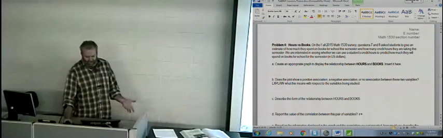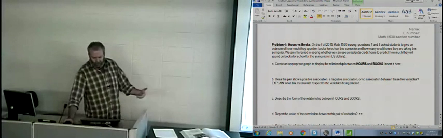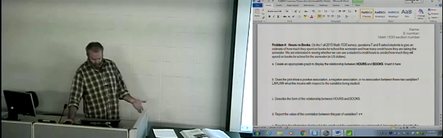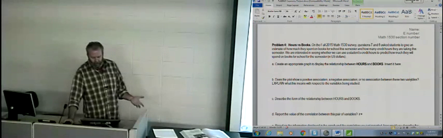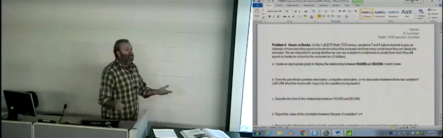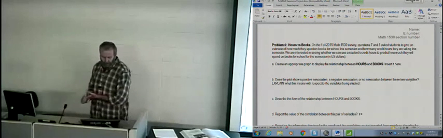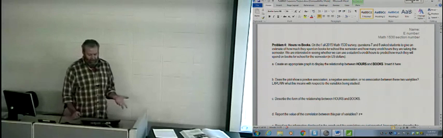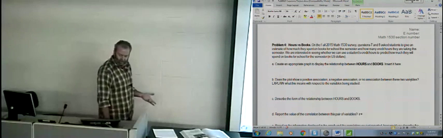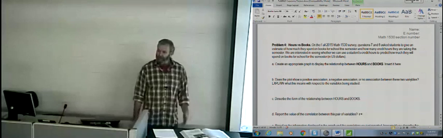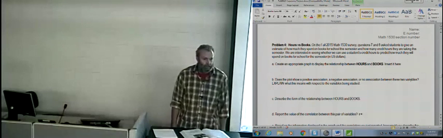Problem 4 says, on the survey, questions 7 and 8 ask students to give an estimate of how much they spent on books for school this semester and how many credit hours they are taking this semester. So you've got 2 quantitative variables, right? How much they spent on books and how many credit hours they're taking. We are interested in seeing whether we can use the students' credit hours to predict how much they will spend on books for the semester in U.S. dollars. Now, you see that word predict?